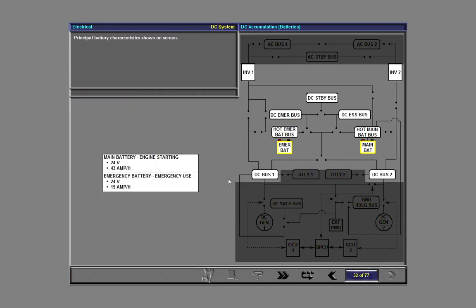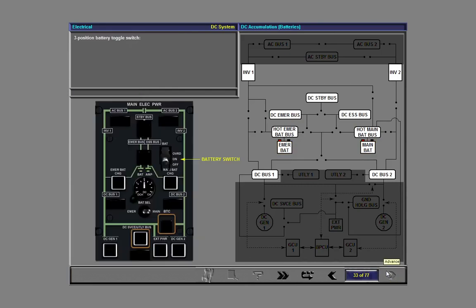The principal characteristics of both batteries are shown on the left of the screen. Next we shall consider the 3-position battery toggle switch on the panel. The 3 positions are off, on and override. With the battery switch in the off position, the electrical system is switched off.